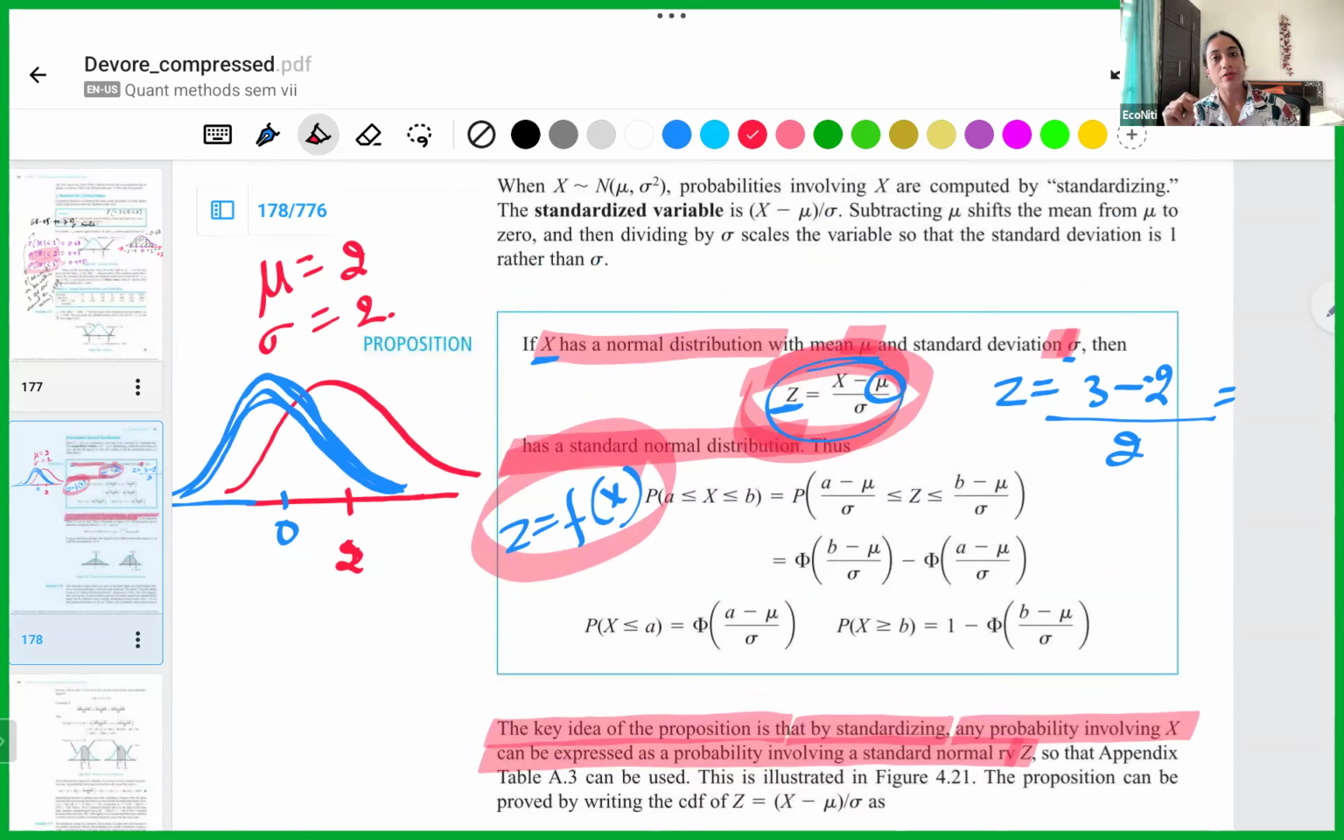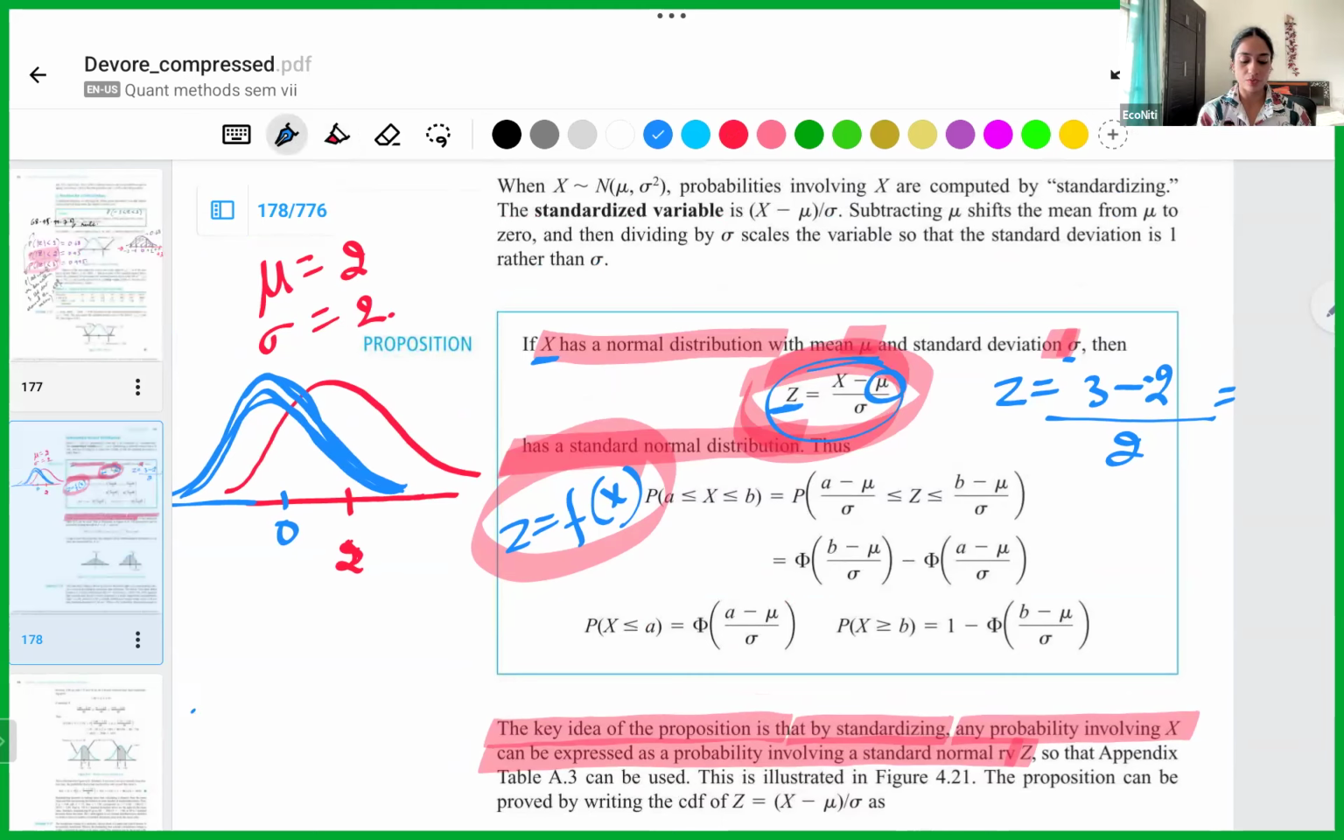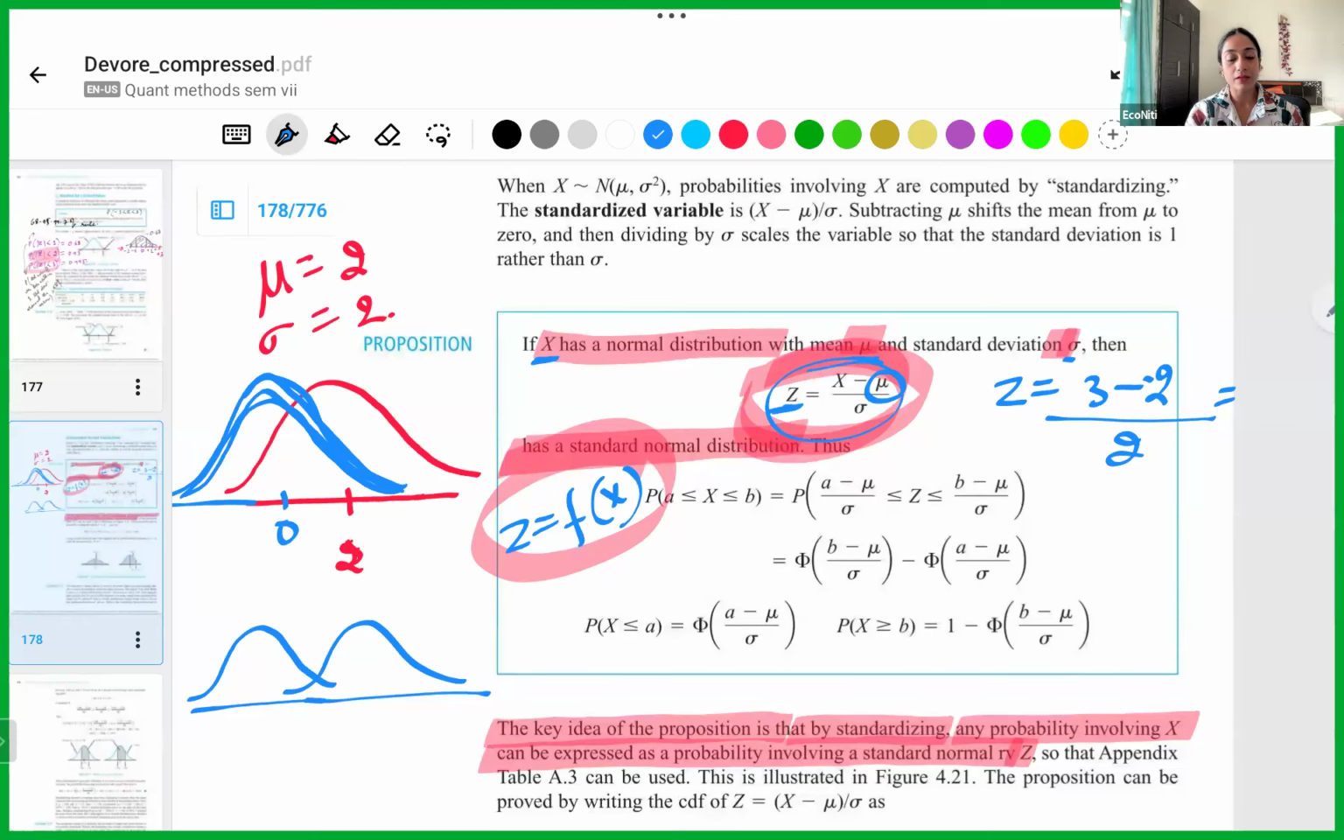द सेकंड थिंग यू कैन डू इज, सपोज यू हैव x and y टू डिस्ट्रीब्यूशंस, ये भी नॉर्मल है और ये भी नॉर्मल है, और इन्हें तुम्हें कुछ इसी तरीके से कंपेयर करना है. अब अलग अलग तो कंपेयर नहीं कर सकते, तुम दोनों को स्टैंडर्डाइज कर दो z में, एंड देन यू कंपेयर, right?